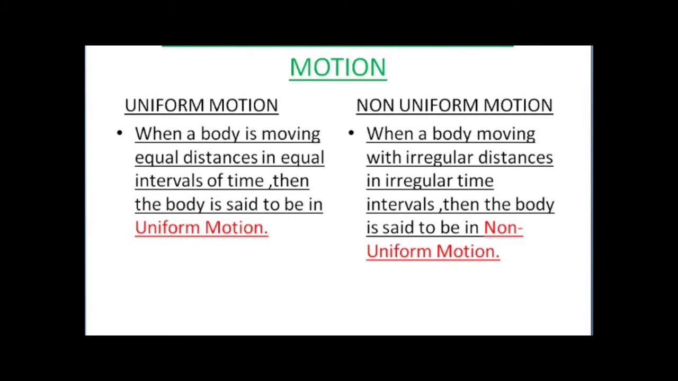Let's know the meaning of uniform and non-uniform motion at a glance, because we have been learning these for the past 3 years, so I don't think we need a brief explanation about these two motions. Uniform motion: when a body is moving equal distances in equal intervals of time, then the body is said to be in uniform motion. When a body is moving irregular distances in irregular time intervals, then the body is said to be in non-uniform motion.